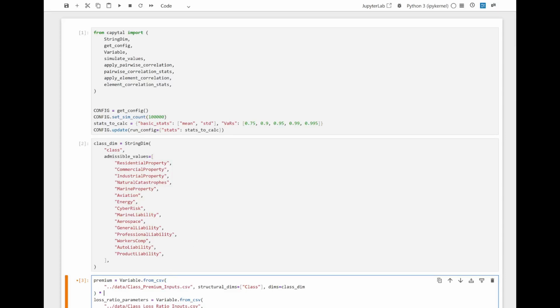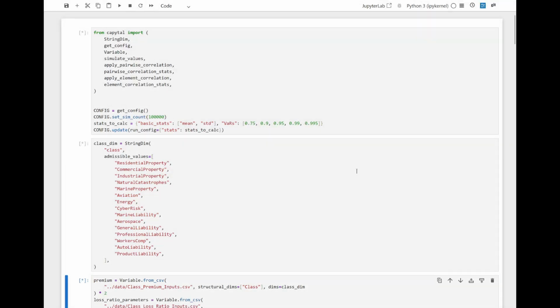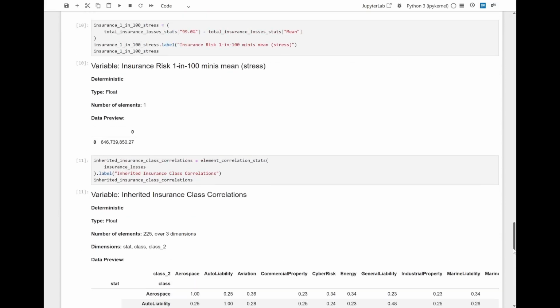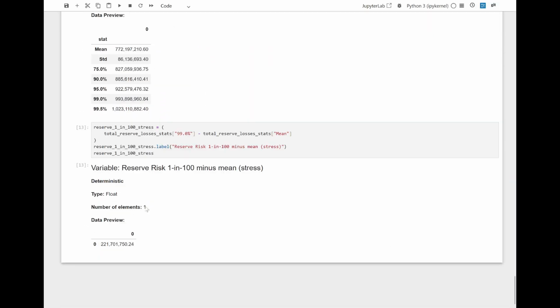Let's jump across to method 2, and we'll do the same change. So we're going to double premium and rerun this model. And we're going to look at the same two metrics. We're going to look at the insurance risk 1 in 100 stress and the reserve risk 1 in 100 stress. So let's have a look. We have the insurance risk 1 in 100 stress gone up to around 650 million. So that's a similar change to under method 1, up from about 420 million. And if we look at the reserve risk stress, the 1 in 200, we've got 220 million, which is pretty much exactly what it was before we doubled premium.